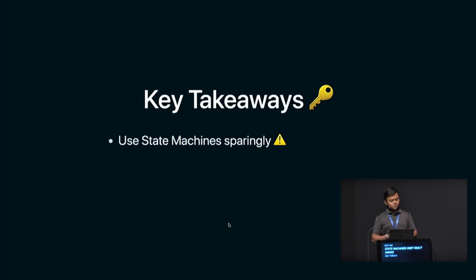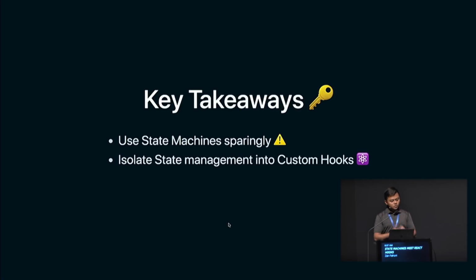So my takeaways from this experience are: please use state machines sparingly. Use them when you need them. And when you use them, isolate the state management into custom hooks so it's easier to understand and to test. And always test your code thoroughly, which means testing all the code, including the view.